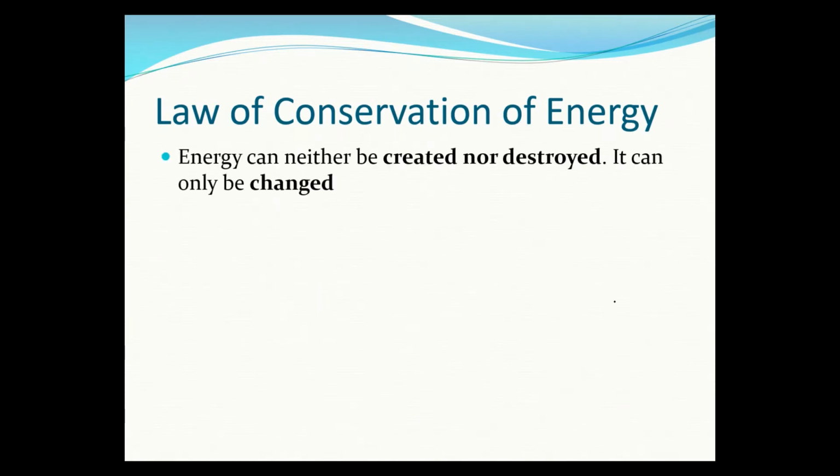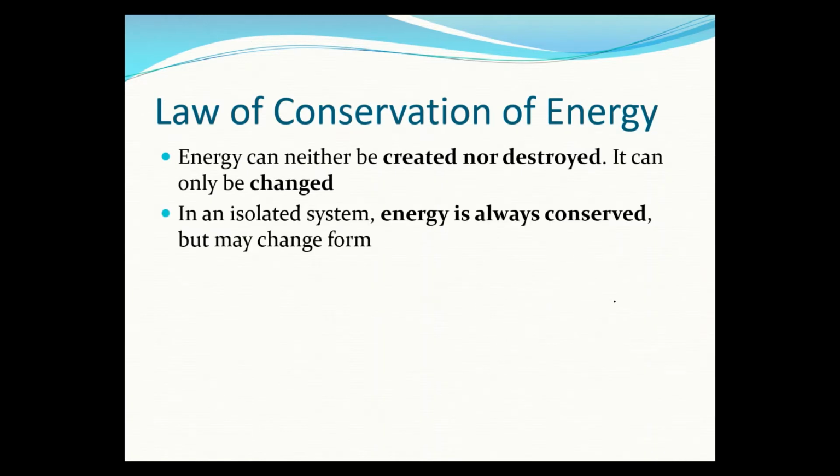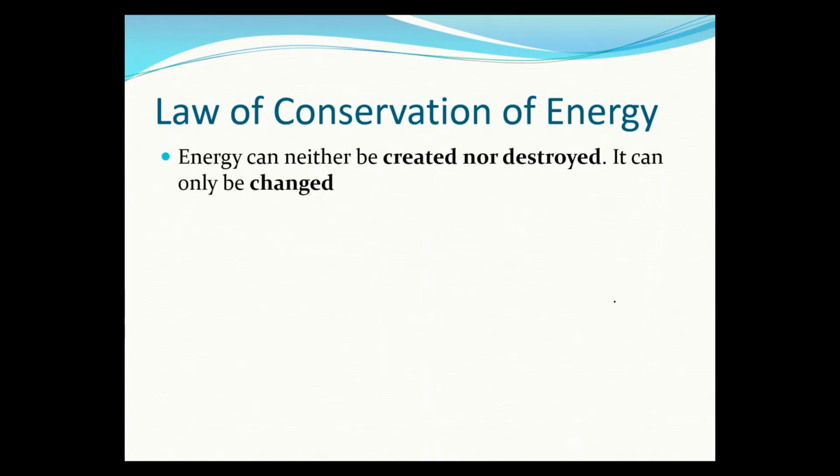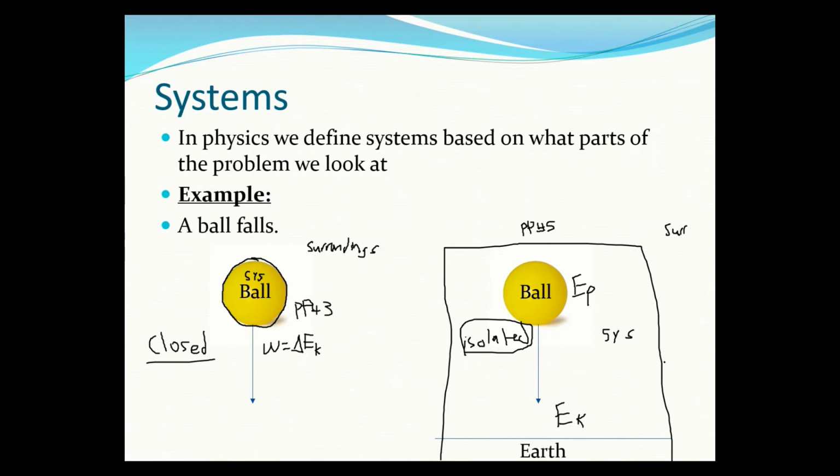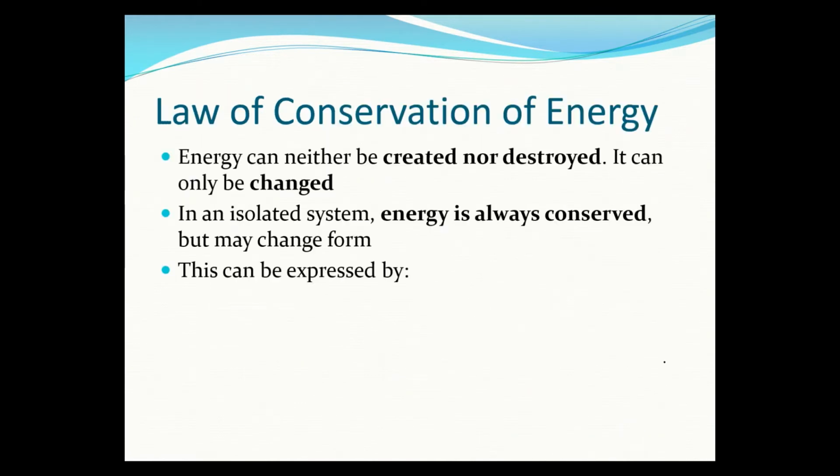So law of conservation of energy: energy cannot be created nor destroyed, it can only be changed. And in an isolated system, energy is always going to be conserved, right? Energy is always going to stay in this bubble here. So this is a formula. This is really physics principle number 5. And this is the way that we can write it.